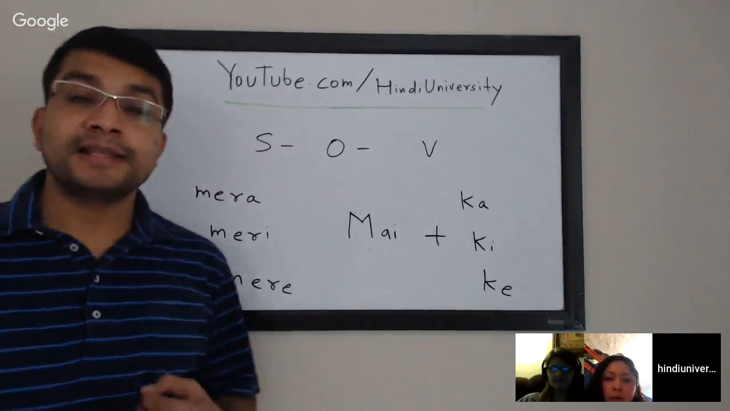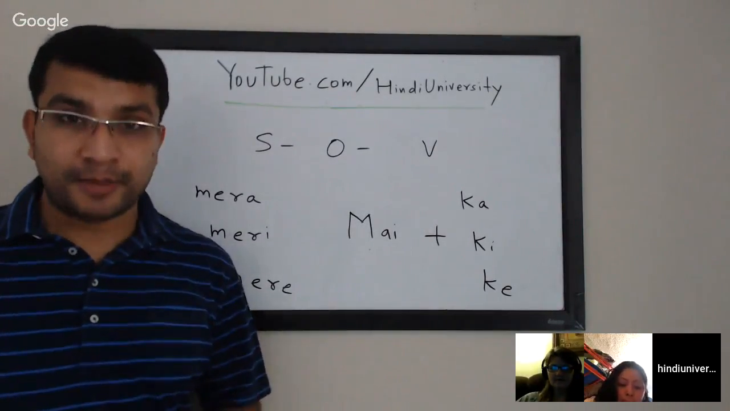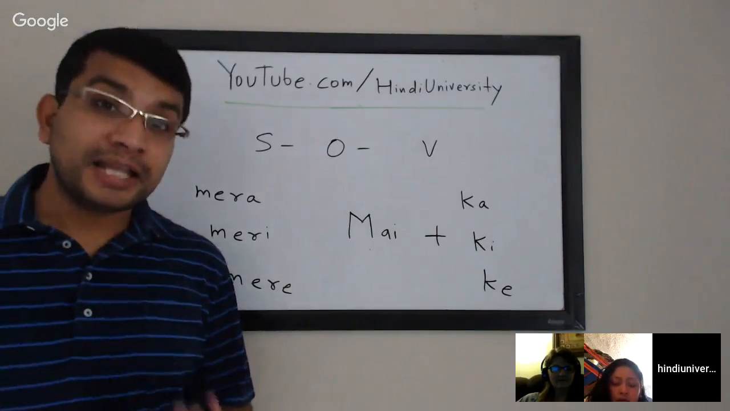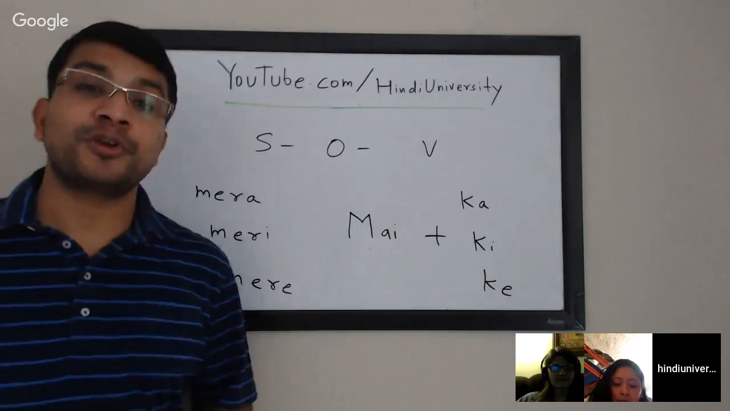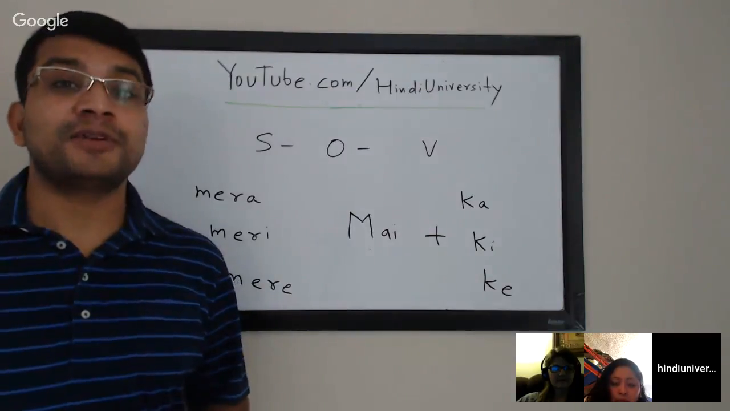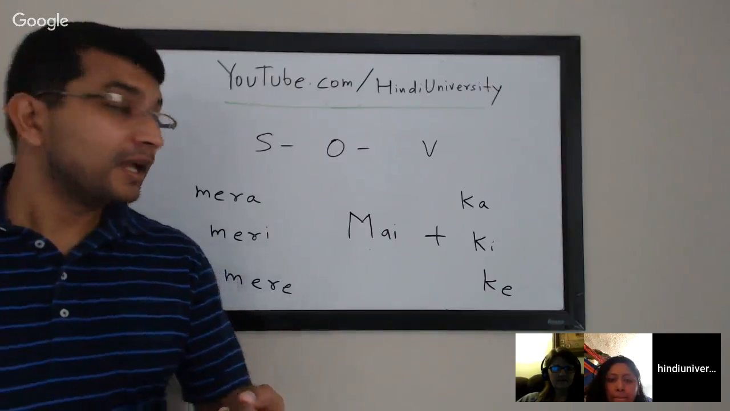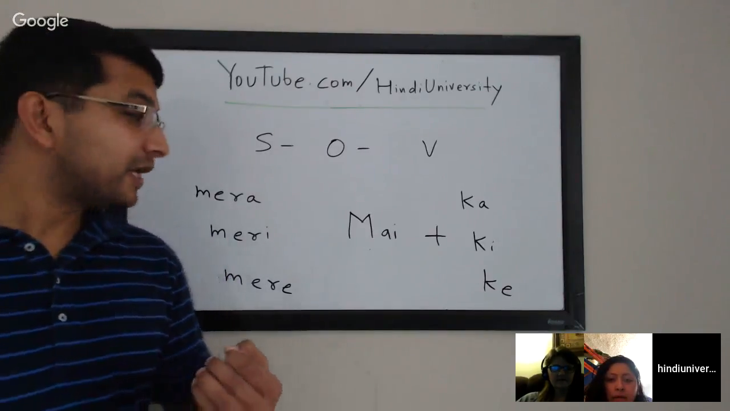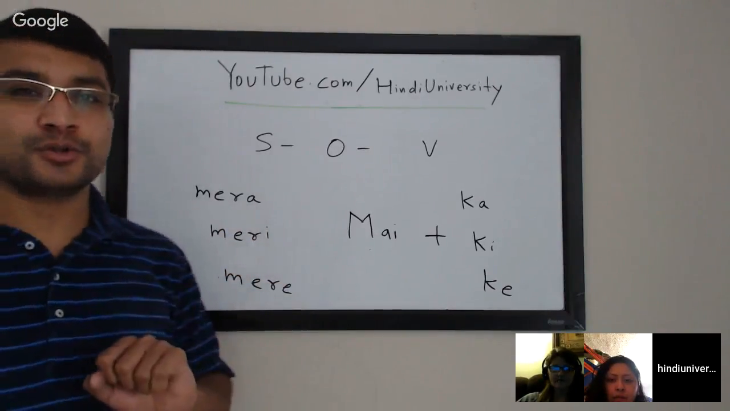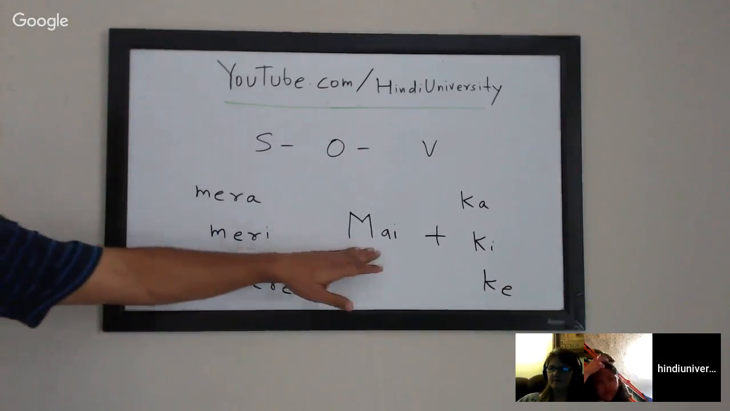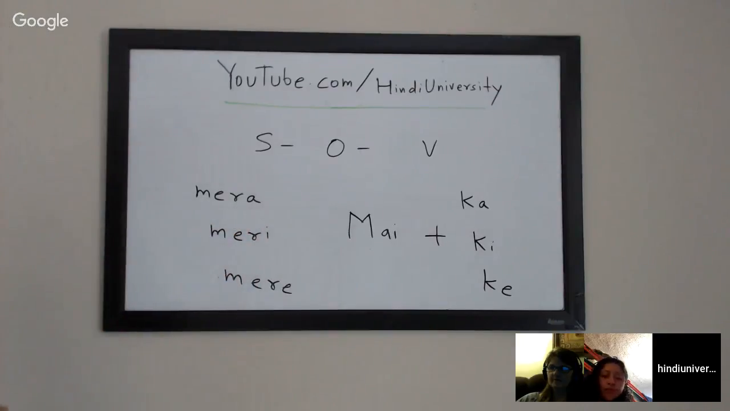I can say मैं आशुतोष हूँ, I am Ashutosh, or I can say my name is Ashutosh. So the first one was I am Ashutosh, the second one is my name is Ashutosh. Now how do you say my? The name belongs to me, basically, and that's what I'm saying: मेरा नाम आशुतोष है. So that's what we're using: मैं plus ka, it's mera.